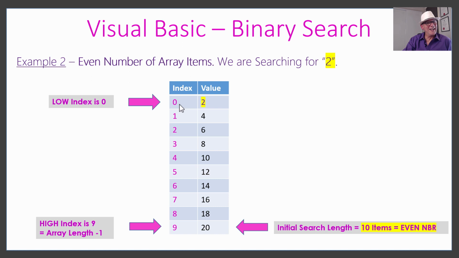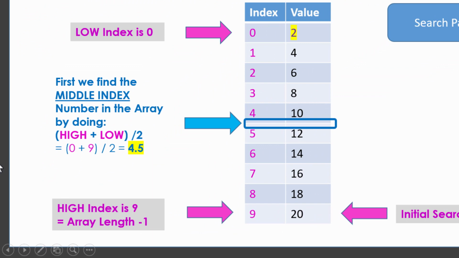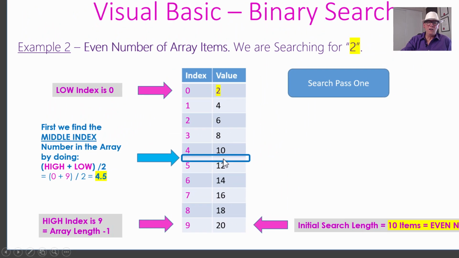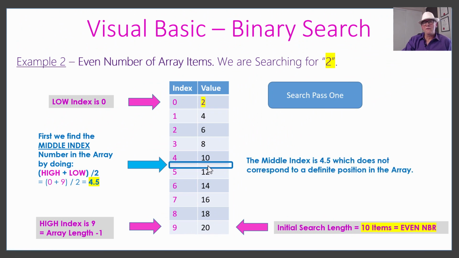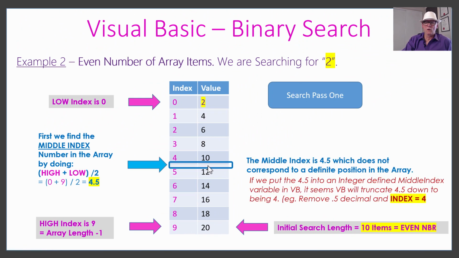So I've got 10 items, which is an even number, and that's going to have some impact and significance, as we'll see very quickly. All right, so in search pass number 1, we're just adding together our low and our high index, our 0 and our 9, and dividing them by 2. When we do that, we do 0 plus 9 and divide by 2. We get a bit of an ugly answer here, 4.5. Now, how are we going to find that location? Well, it's not at 4, it's not at 5, it's kind of in between, on this line, which isn't even a value. So the middle index is 4.5. That doesn't line up with a definite position in the array.